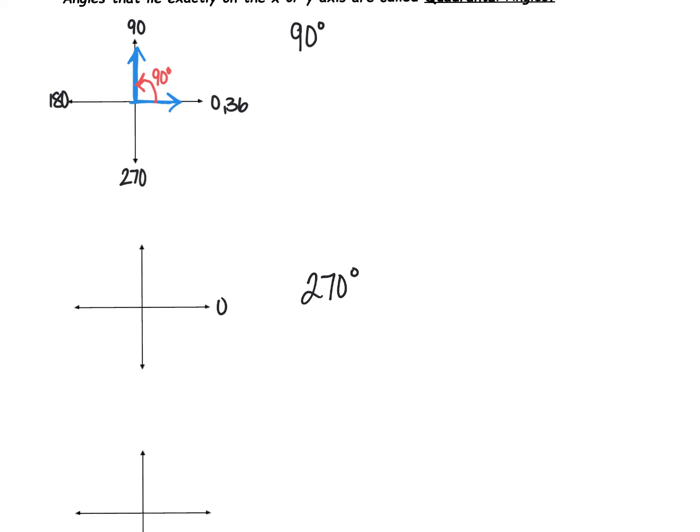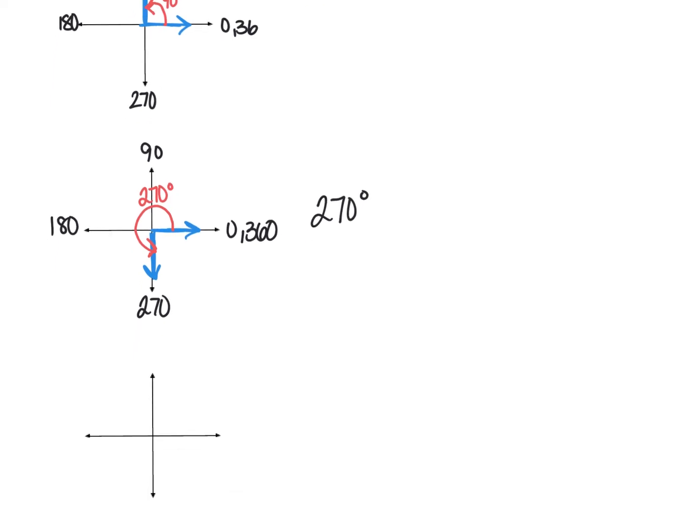If I ask you to do that, we still label the same way. 0, 90, 180, 270, and 360. So initial side never changes. That's always going to be here. 270 is here. And I need my directional arrow, starting at the initial, going over. So this would be my 270.